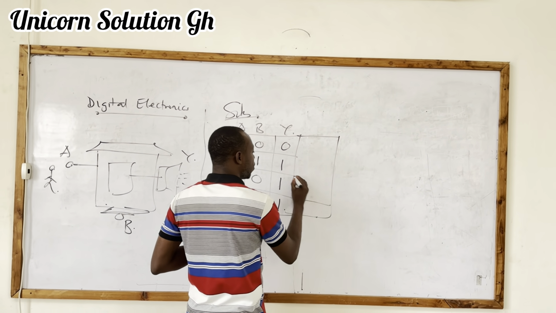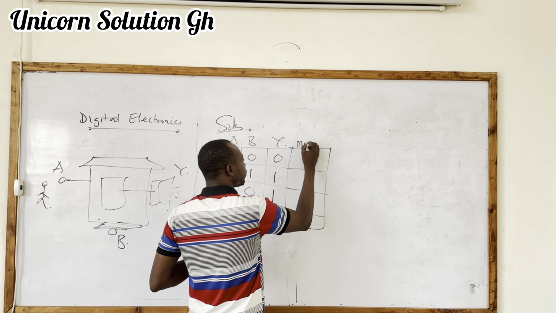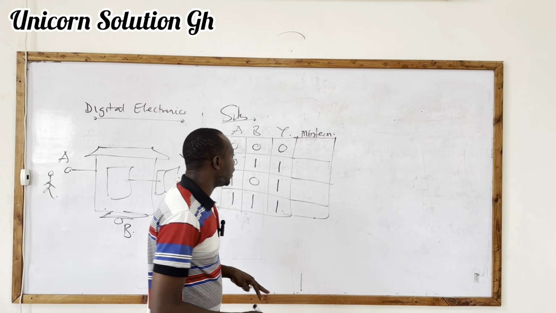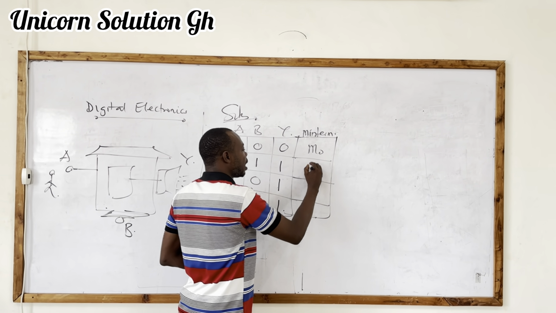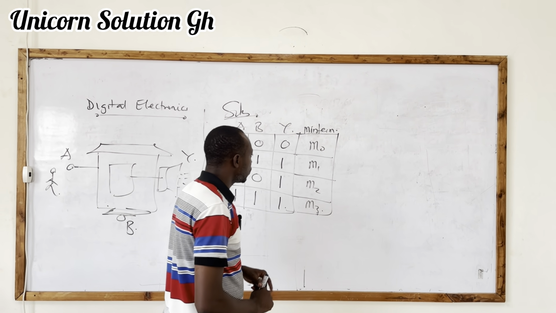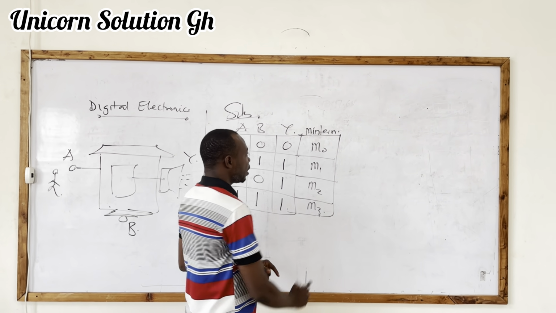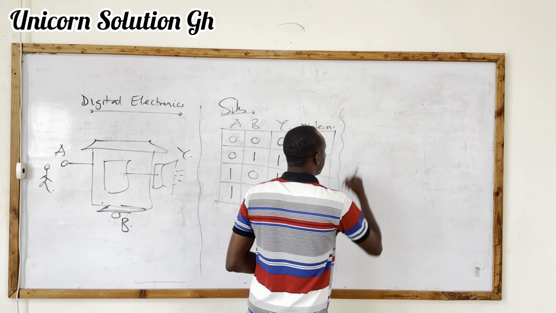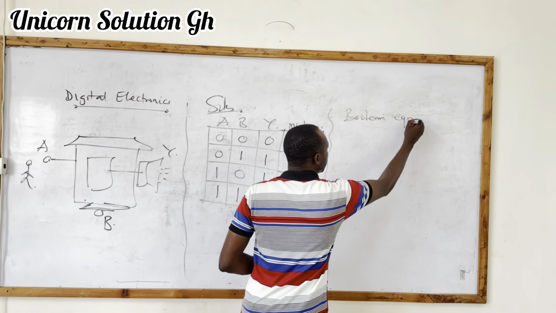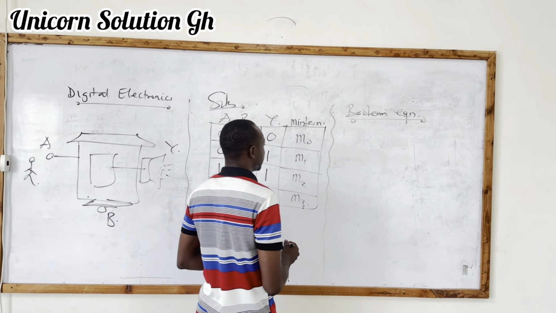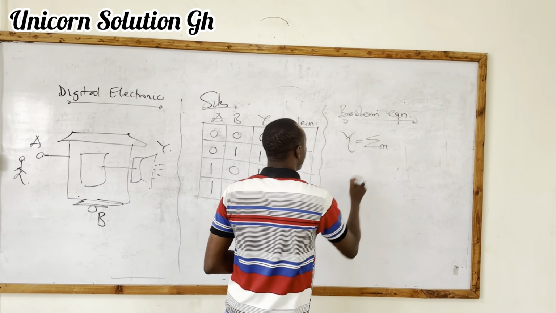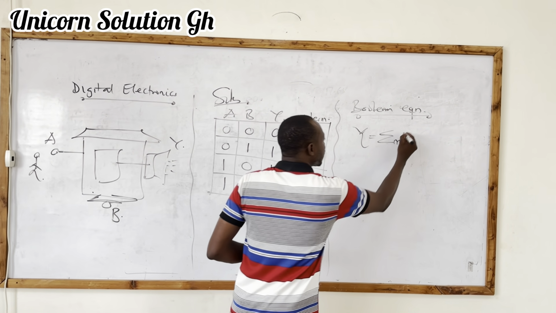So I add a column called min term. I'm going to record the min terms here. But what are they? I have M0, I have M1, I have M2, and M3. So what does it tell me? If I want to write my Boolean equation, what I do is that I'm going to have Y equal to some summation of some values of the min terms.